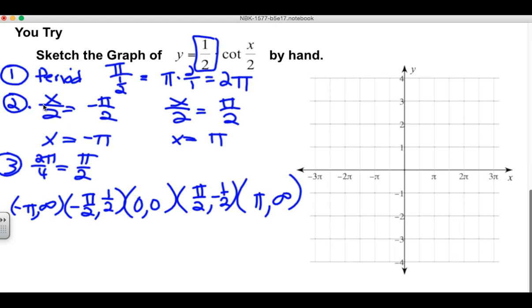So let's graph negative pi, an asymptote, and positive pi has an asymptote. 0, 0. And then negative pi over 2 has a point up at a half, and positive pi over 2 has one down at negative a half. So this is going to mean our line's going to hold the asymptote for a while before it comes across into the points. And of course, you could make another period to the right, to the left of those asymptotes if you wanted to, or if you needed to.